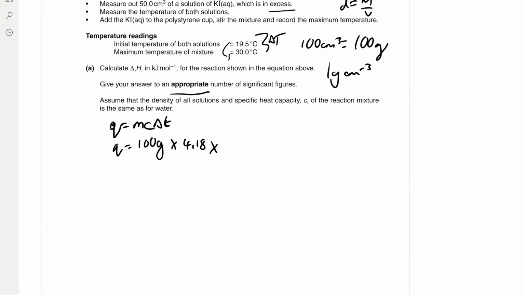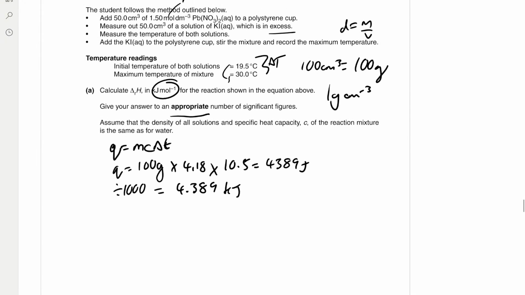So we'll go ahead and put our negative sign there straight away. And then we need our temperature change, 10.5 degrees. We put that into the calculator and that gives us a value of 4,389 joules. We divide that by 1,000 straight away because they want it in kilojoules per mole. So you get 4.389 kilojoules. And then we want to find our moles. We want to find the moles of our limiting reagent because that's the only one we've really worried about.